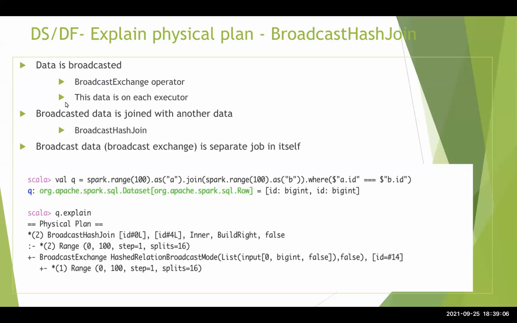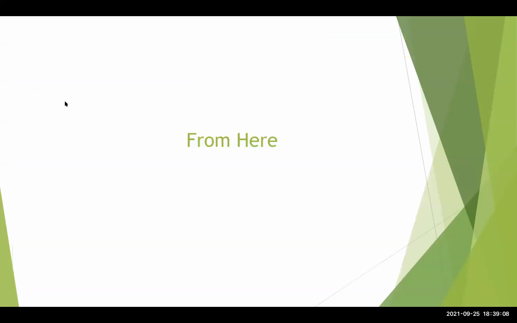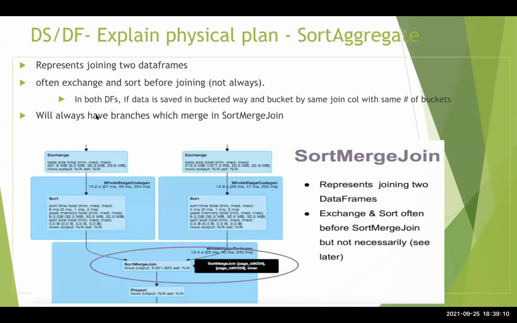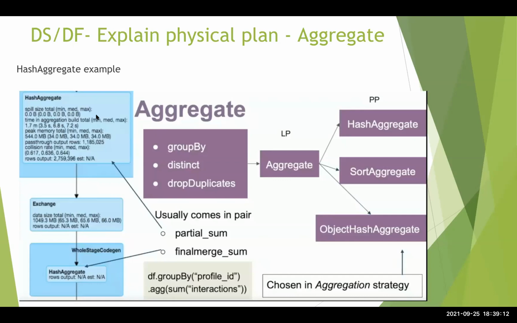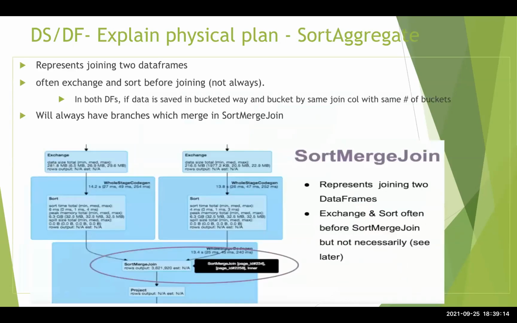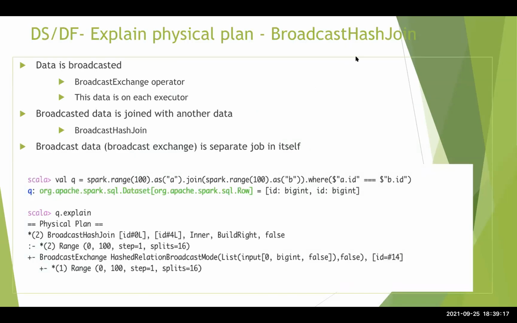So last time we were covering these topics. Okay, where are we? We covered how to read the plan and everything, correct? So we left it at the broadcast hash join.